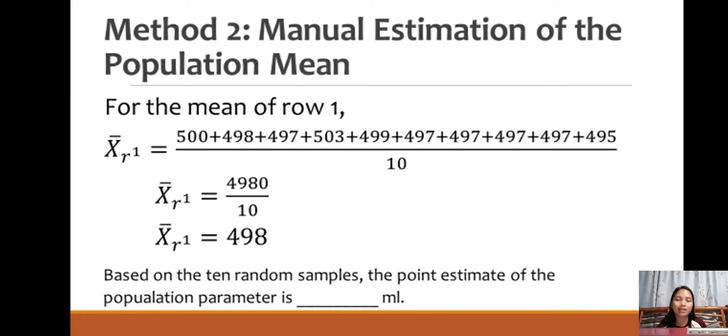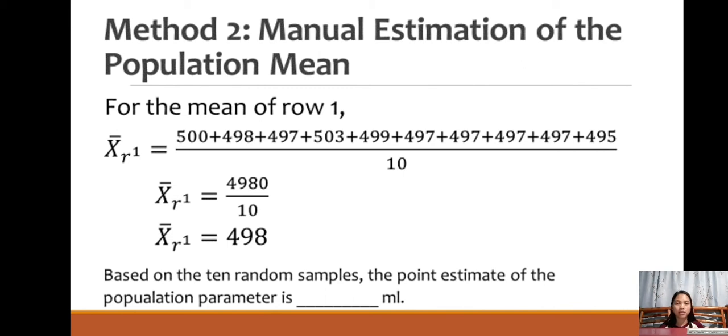Let us add 500 to 495. So 500 plus 498 plus 497 plus 503 plus 499 plus 497 plus 497 again plus 497 plus 495. Then click equal. So we have 4,980.